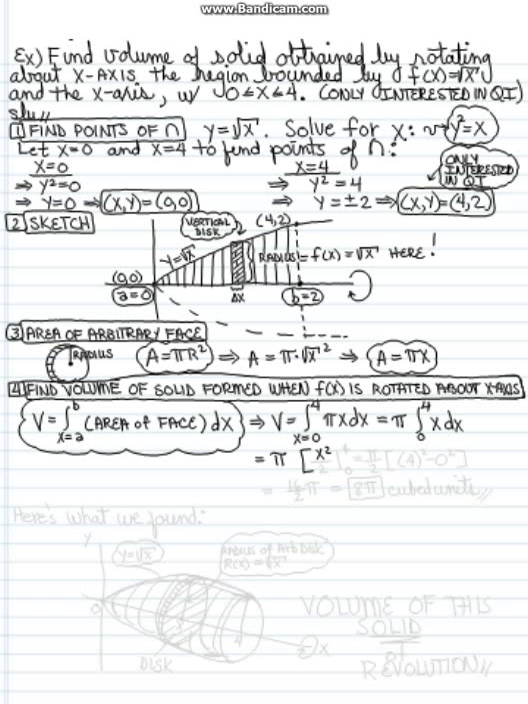So bring the pi out, find the antiderivative of x, that's x squared over 2. Evaluate it. You can pull the 2 out too in the denominator. You get 4 squared minus 0 squared. So the volume is 16 halves times pi. It's 8 times pi. And those units are cubic units because this is volume.